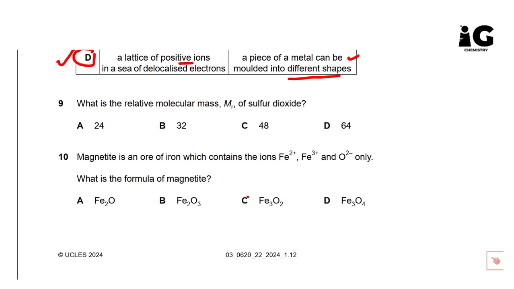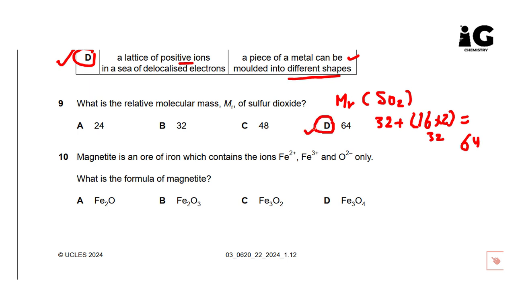Number 9, what is the relative molecular mass Mr of sulfur dioxide? This is a very easy question because you're going to calculate Mr directly for sulfur dioxide, which is SO2. From the periodic table, you can get the mass of S, which is 32, plus the mass of oxygen, which is 16 times 2, so that is 32 as well. So this is 64. So the correct answer is D.